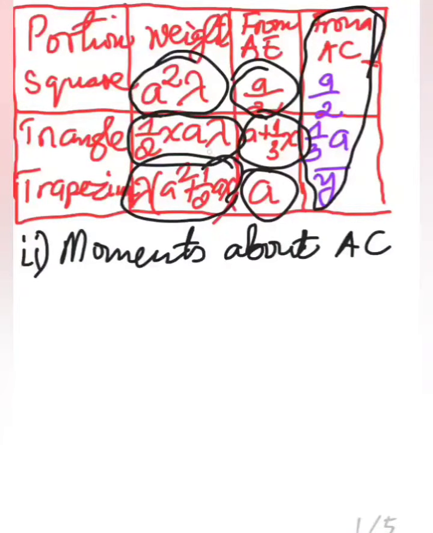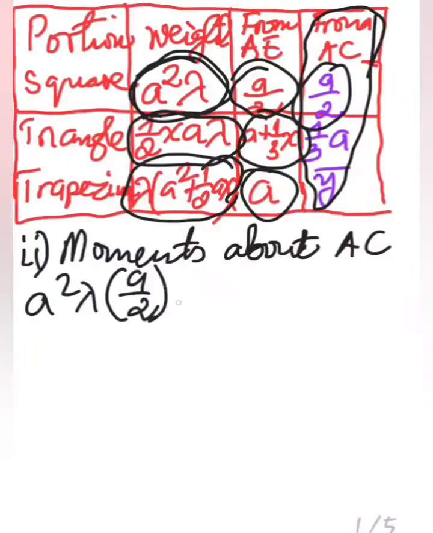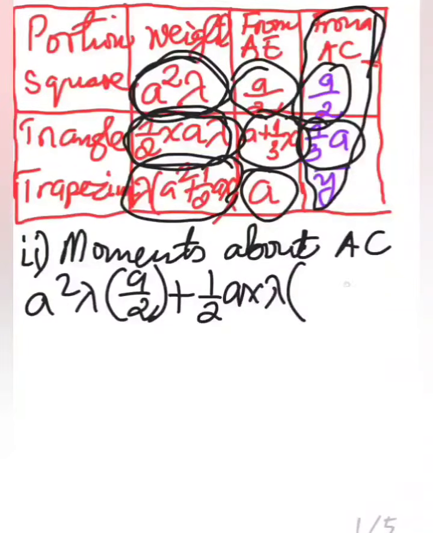So the moment of the square would be a squared lambda times the distance of the center of the square from AC, which is a over 2. So I get a squared lambda into a over 2 plus the moment of the triangle, which is the weight of the triangle times the distance of the center of the triangle from the axis AC. So that gives half ax lambda into the distance of the center from AC, which is 1/3 a, and that should be equal to the moment of the lamina, which is the weight times the distance y bar that we are looking for.